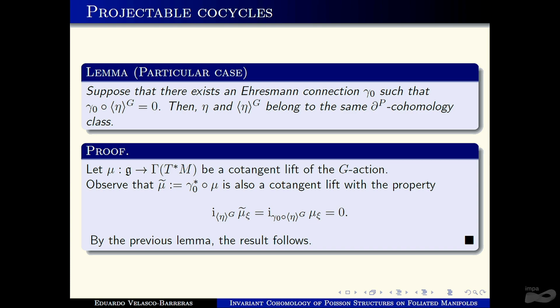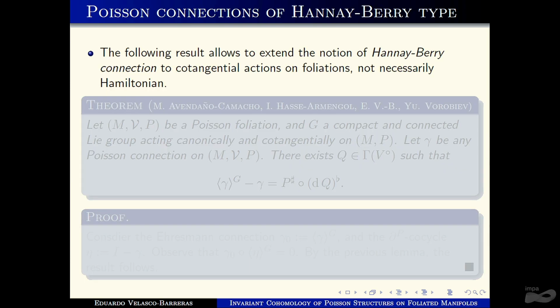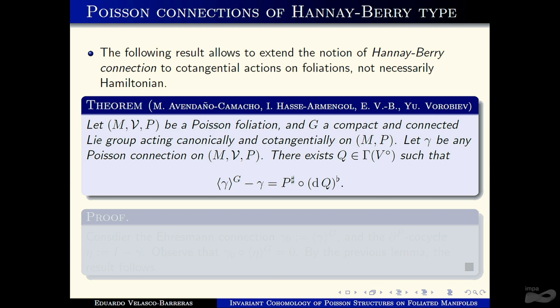So when do we have cocycles such that this relation holds? When do we have a cocycle such that we can find an Ehresmann connection satisfying this property? Well, if the cocycle is the one associated with a Poisson connection, then we have this relation. And so we can extend the notion of Hannay-Berry connection to cotangential actions which are not necessarily Hamiltonian or locally Hamiltonian. And the fact is that for any Poisson connection, this relation holds for some Q.